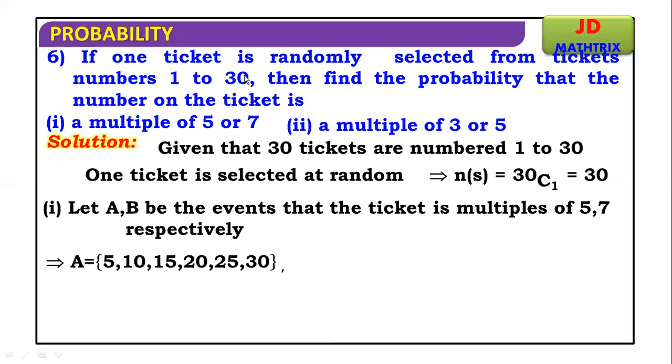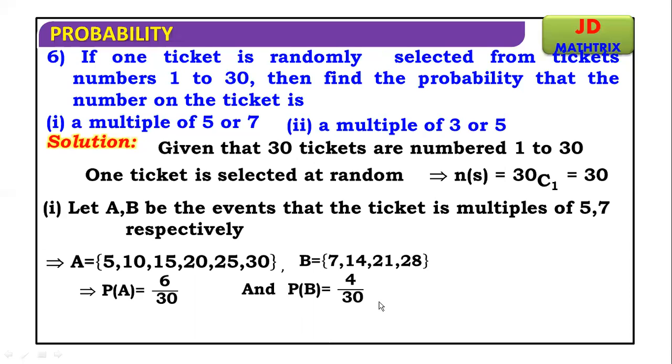Next, B. Write down the event: B is a multiple of 7. Among 1 to 30, the multiples of 7 come from the seventh table: 7 1 is 7, 7 2 are 14, 7 3 are 21, 7 4 are 28. That means there are 4 numbers: 7, 14, 21, 28. So therefore P of A is equal to N of A by N of S, that is 6 by 30. Next, P of B is 4 by 30.